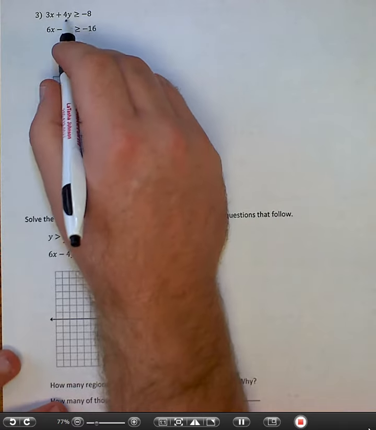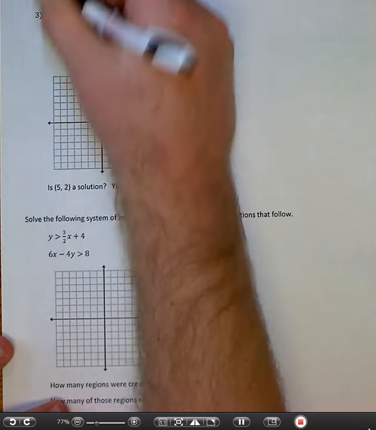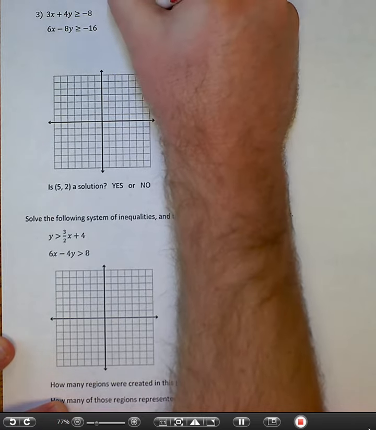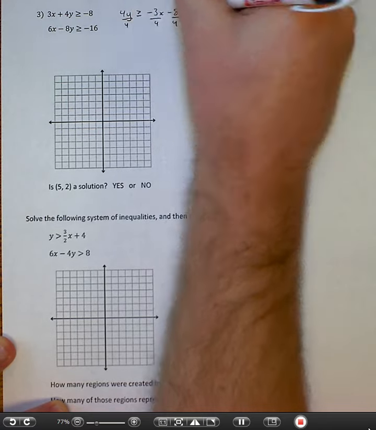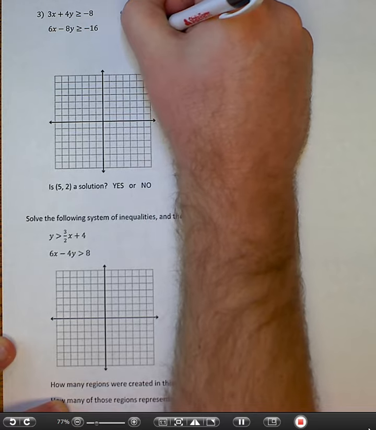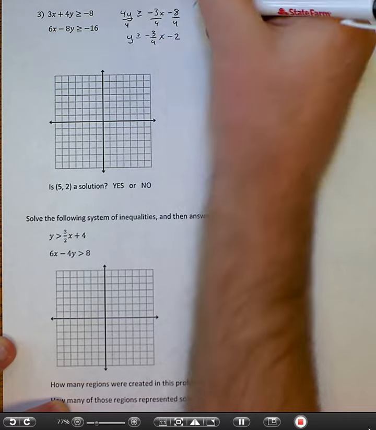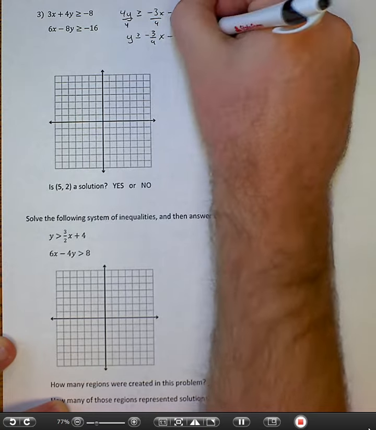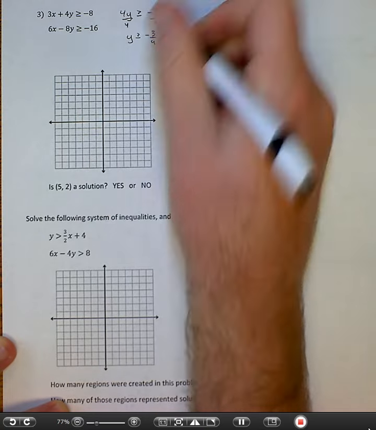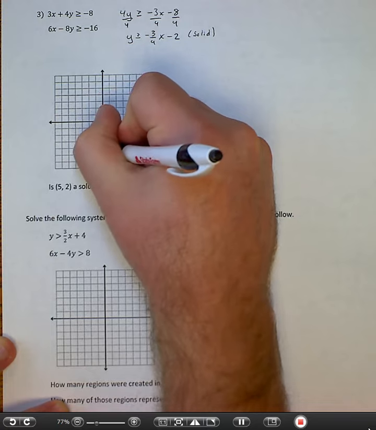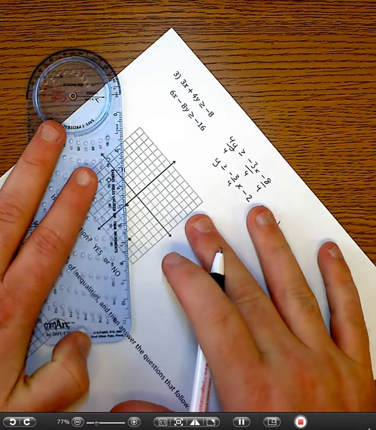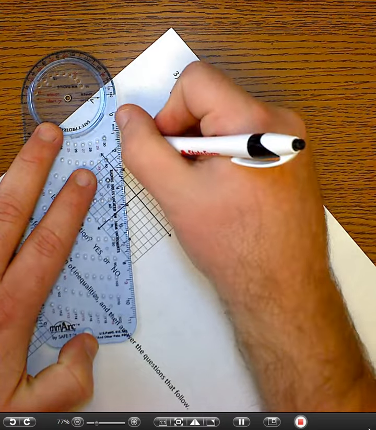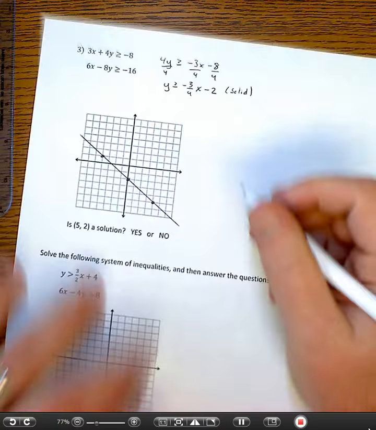3x plus 4y greater than or equal to negative 8. I'm going to get it alone, so I'm going to have 4y is greater than or equal to negative 3x minus 8. So I'm going to have y is greater than or equal to negative 3/4 x minus 2. Solid line. So minus 2, negative 3 over 4. Draw my solid line there. So a shade above.